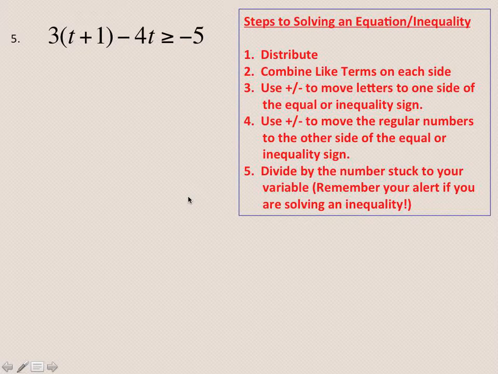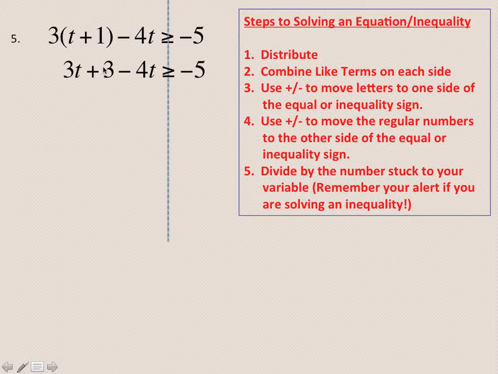All right. A couple more steps in here. Now, distribute. I have a number stuck to a parenthesis, so I have to give that 3 away. 3 times t and 3 times 1. Don't give the 3 to this because that's not in the parenthesis. 3 times t, 3 times 1. That should get me 3t plus 3. I still have a minus 4t. I still have a greater than or equal to negative 5.